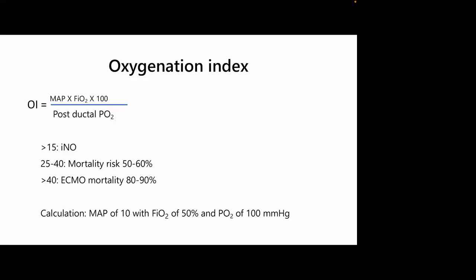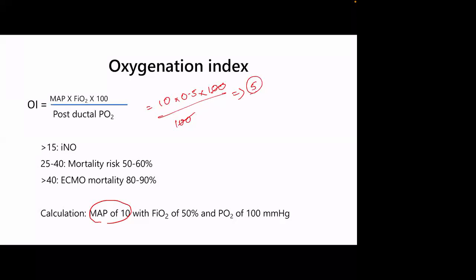In hypoxemia, one major index we have to look at, which will help in the prognostication, is known as the oxygenation index. The oxygenation index is the mean airway pressure times FiO2 times 100 divided by the post-ductal PO2. So if the MAP is 10 with an FiO2 of 50%, times 100, divided by a PO2 of 100, the oxygenation index is 5. It's a good oxygenation index actually.